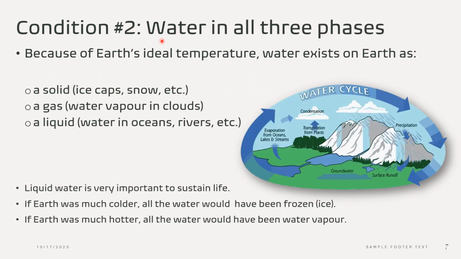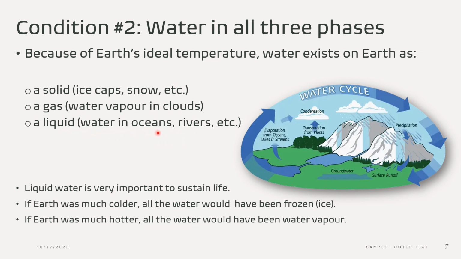Condition number 2 is that water is available in 3 phases on Earth. So because of Earth's ideal temperature, water exists on Earth as a solid, a gas, and a liquid. So we find water in the solid phase in the ice caps and snow and all that kind of things on Earth. We also find water as water vapor in the clouds, and that's in the gaseous phase. And then very importantly, we find liquid water on Earth that we do not find on any other planet. Liquid water in our oceans and rivers.